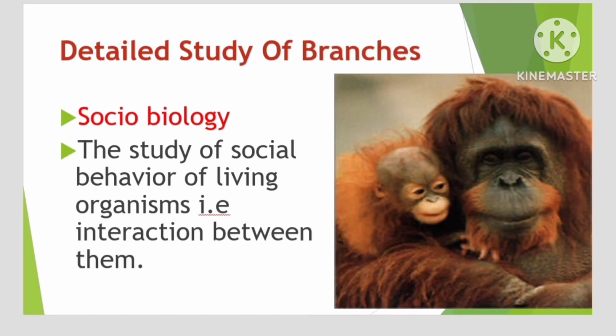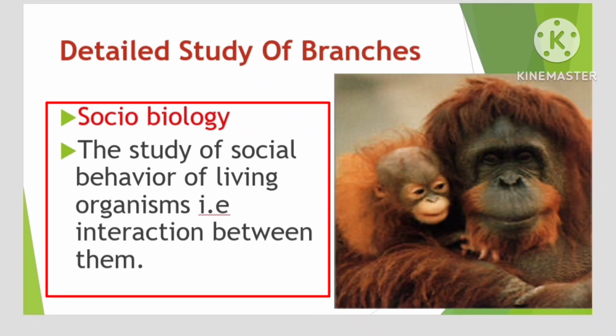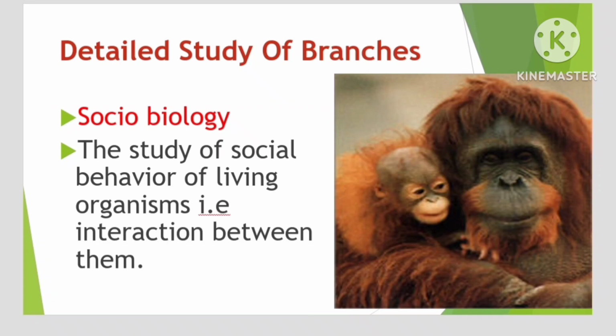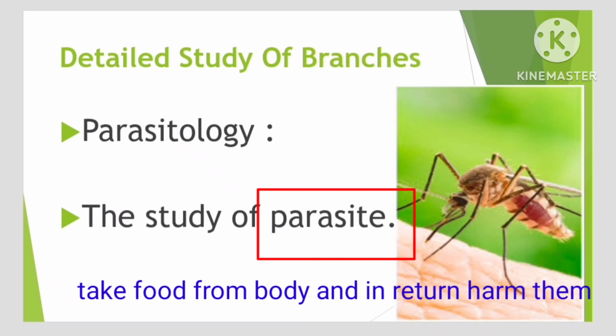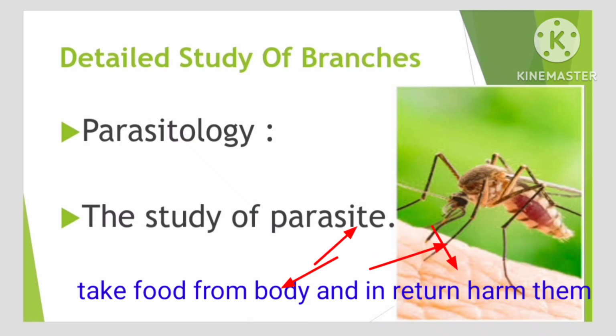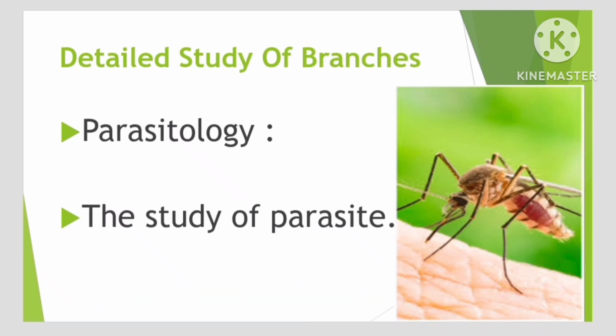Our next branch is called sociobiology. It is basically an interaction of living organisms between themselves or with any other community or with any other population. So, sociobiology is the study of social behavior of living organisms. Our next branch is called parasitology. It is a study of parasites. Parasitology is the study of interaction between parasites and their host. Now, these parasites, for example, bacteria, fungi, mosquitoes, take food from the host body and in return they harm them.